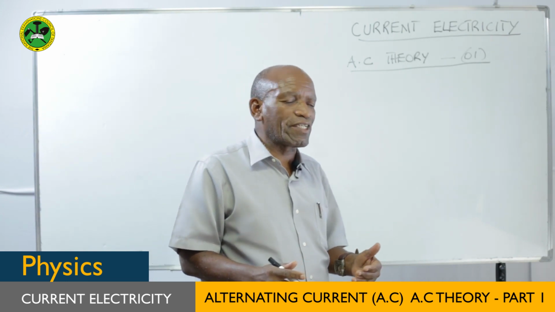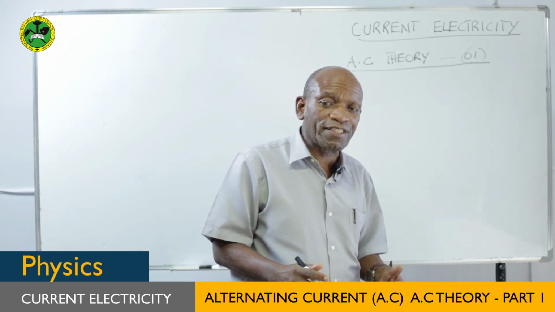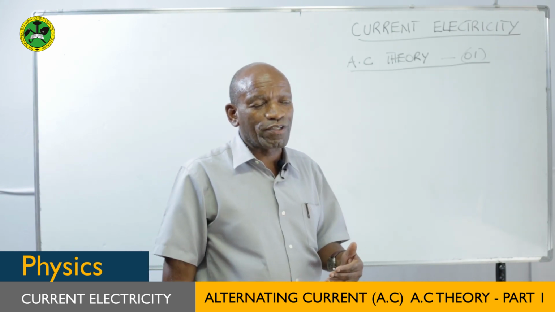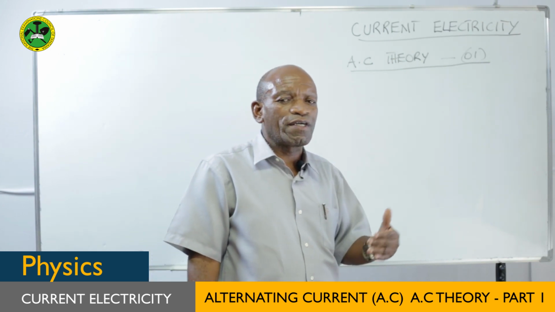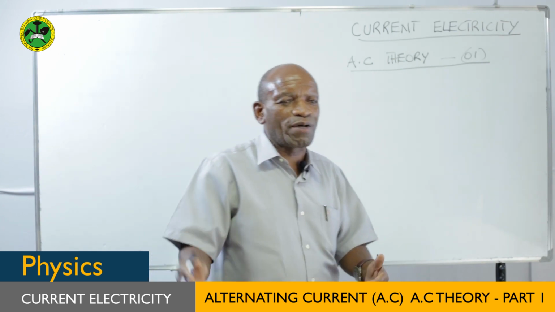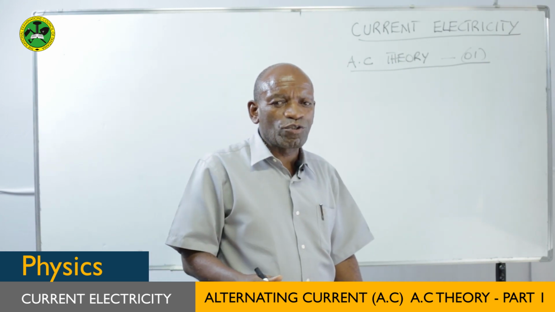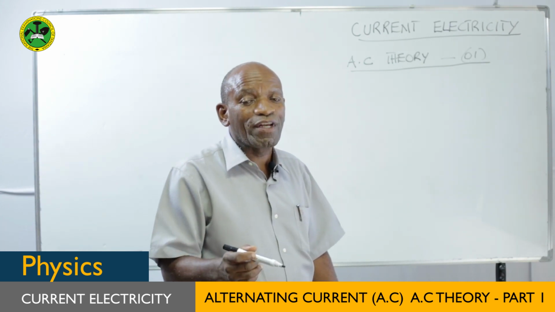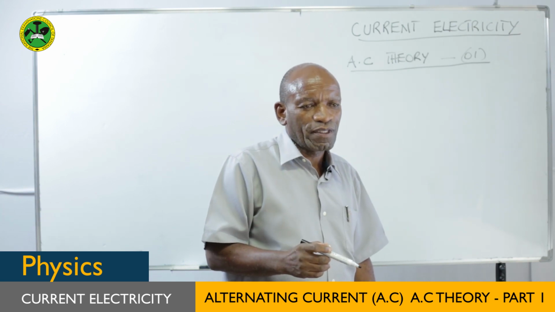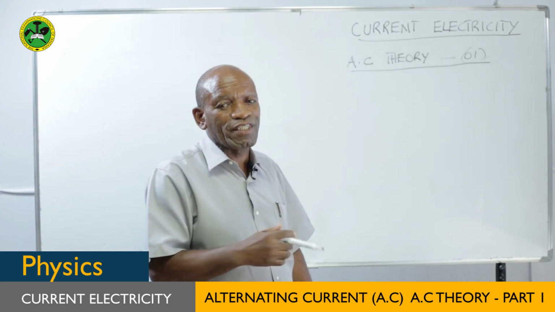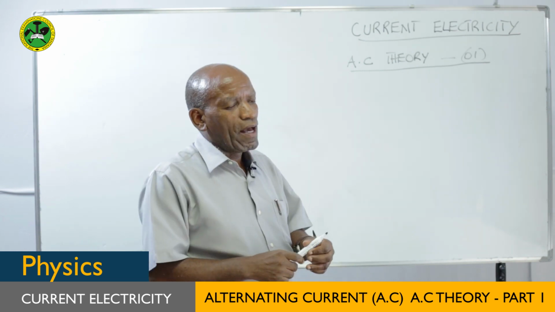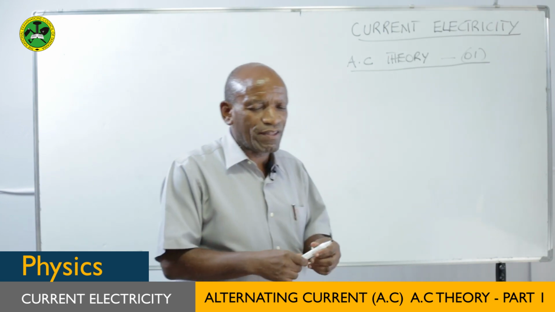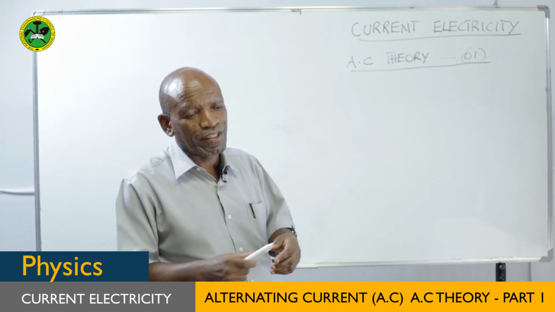Another advantage of using an alternating current is that it can be transported very easily from one location to another. For example, if we need to transport electrical power from Kilombero to Dar es Salaam or from Kilombero to Bukoba, it is very possible when it is at a very big voltage. So it can be transported easily with minimum power loss. And there are several other advantages of the alternating current as compared to the DC.